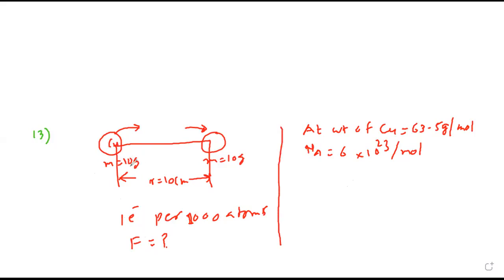If 10 gram of copper has 1000 atoms, then can I say it will release 1 electron? Because they are telling 1 electron per 1000 atoms is going from one to other. Correct? Yes, sir. So my first job is, 10 gram of copper contains how many copper atoms?